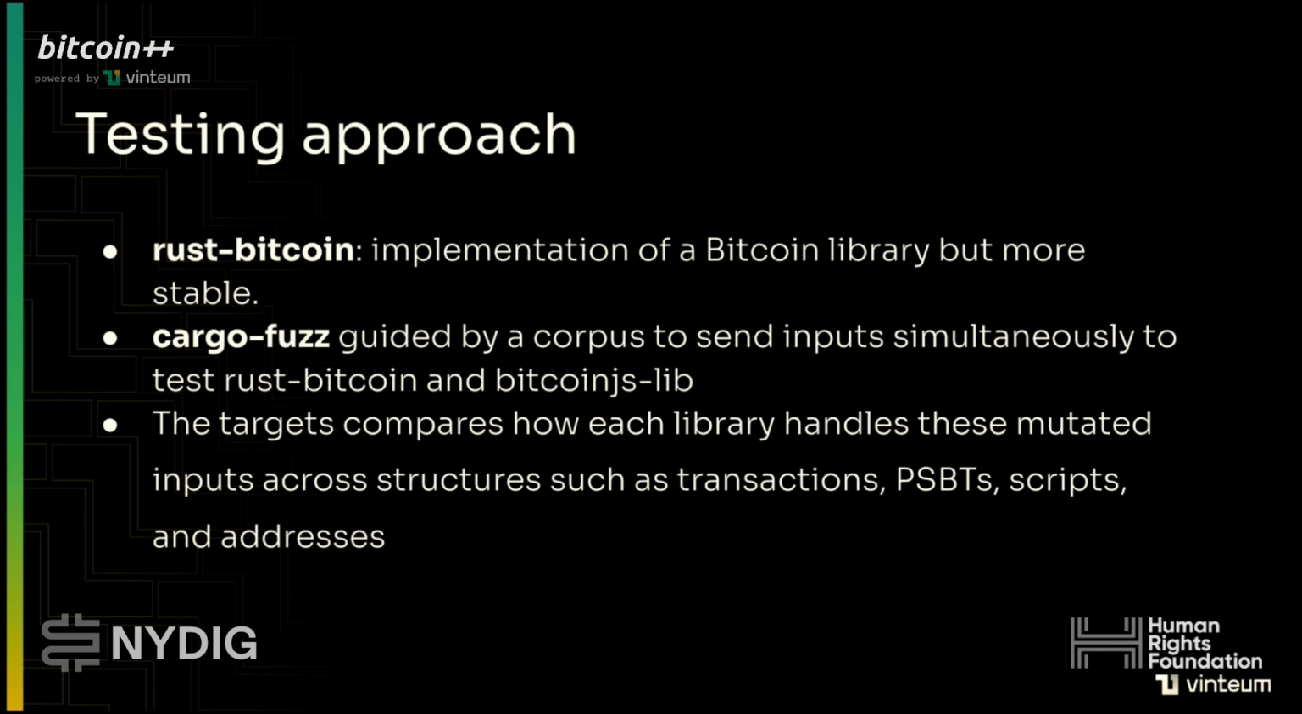Then I used cargo fuzz and libfuzzer to set up my environment to run the fuzzing and compare these two implementations. The cargo fuzz is guided by a corpus, and based on this corpus, I applied randomness to the inputs that I generated to apply the fuzzing. And for the targets, I created four fuzzing targets, focused on PSBTs and decoding PSBTs, validating transactions, scripts, and addresses, and transactions.